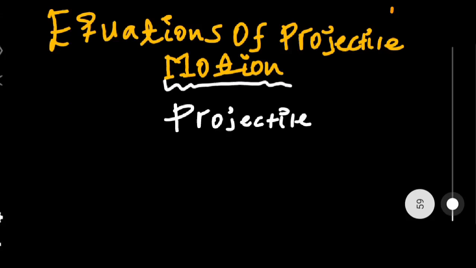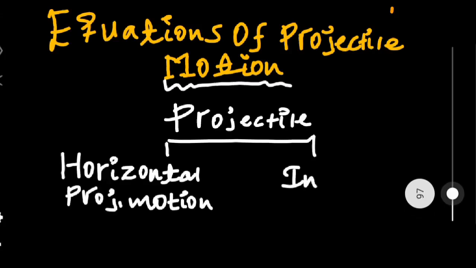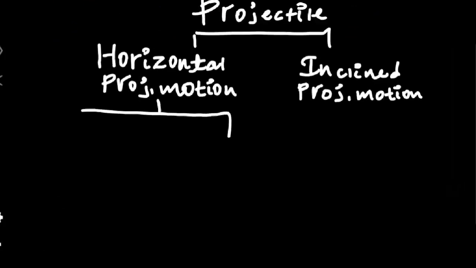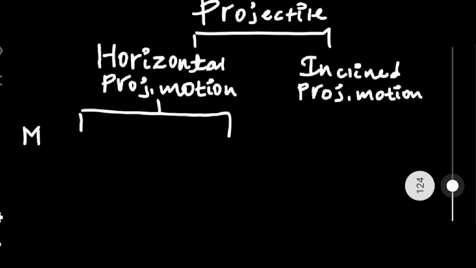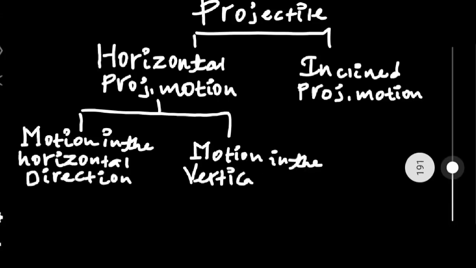So projectile motion is divided into two. The first one is horizontal projectile motion and the second one is inclined projectile motion. Horizontal projectile motion is also divided into two: the first one is motion in the horizontal direction and the second one is motion in the vertical direction.